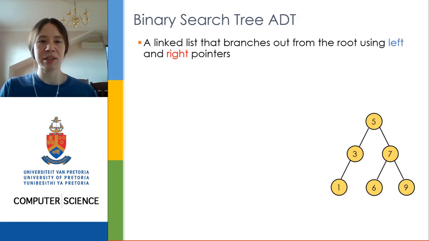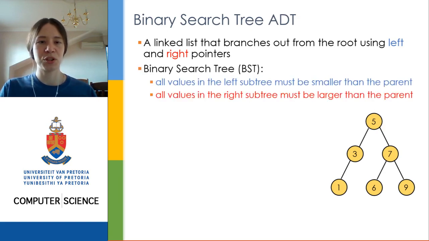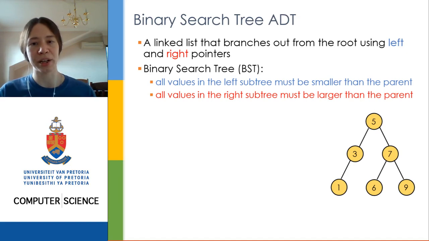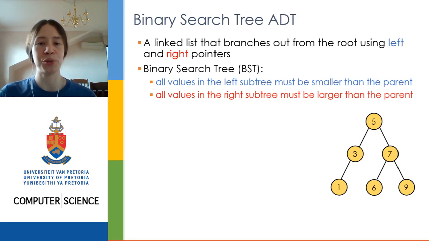Alright, so that was binary search trees. Just to summarize what we've learned today, a binary search tree is a linked data structure where every single parent can have a maximum of 2 children. Every single child is either a left or a right child. To make a binary search tree, you also need to add a relationship between the values. All the values in the left subtree must be smaller than the parent, than the root, and all the values in the right subtree must be larger than the root.